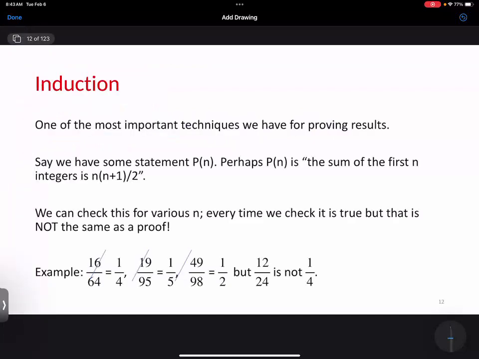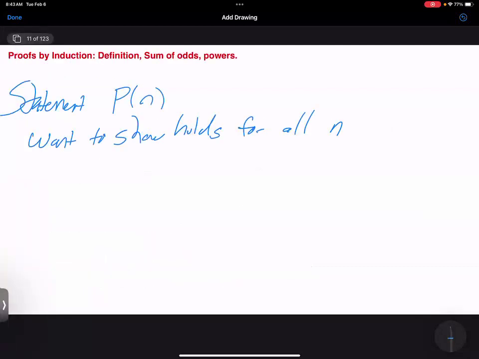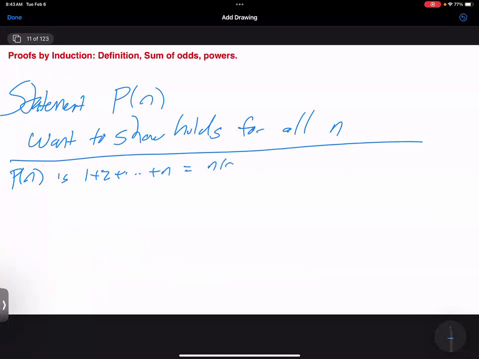So what I want to do is just highlight some statements. So imagine your P(n) is the statement: the sum of the first n integers is n(n+1)/2. Have you seen this one before? Okay, this is one of the most famous ones. So imagine P(n) is 1 + 2 + ... + n = n(n+1)/2. We can try checking that for various values of n, and we can see it works.